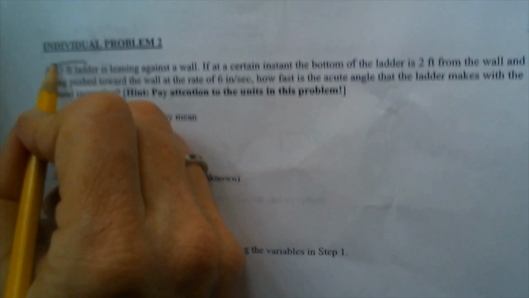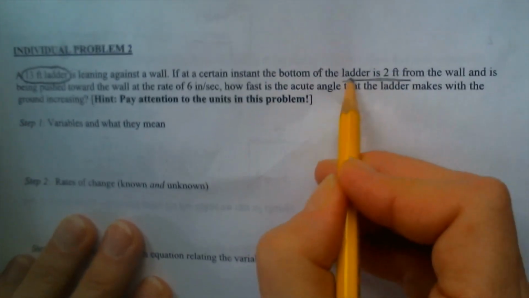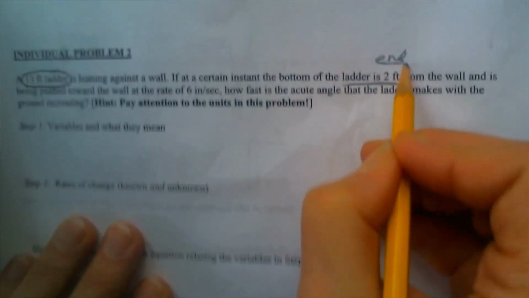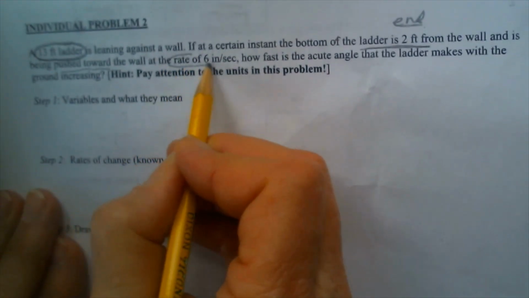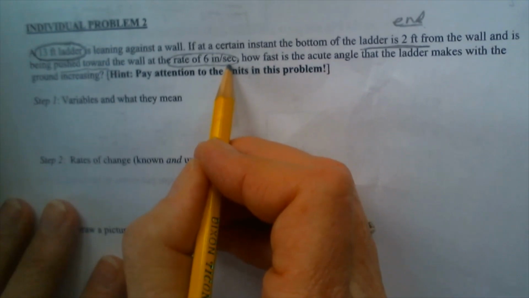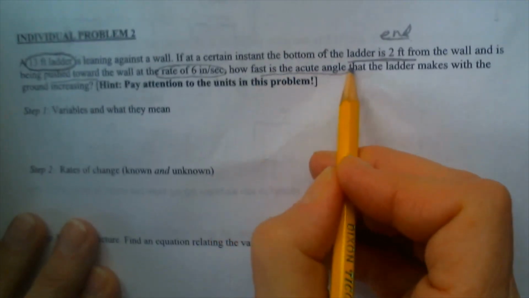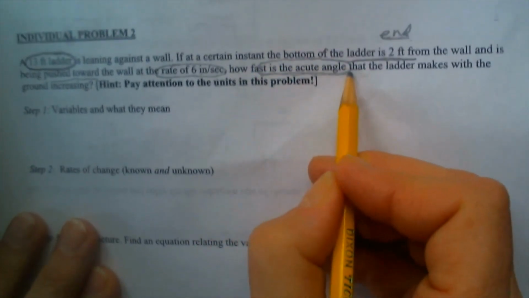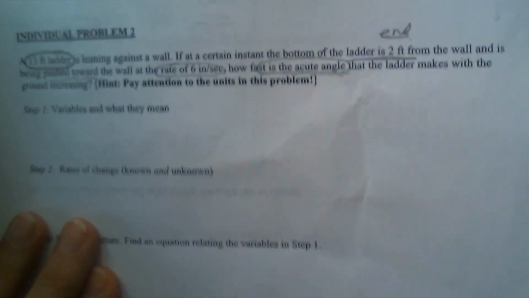We have a ladder leaning against the wall problem. Very typical related rates question. The 13-foot ladder, that is a constant. It doesn't change. At a certain instant, the bottom of the ladder is 2 feet from the wall, so that's what we put in at the end in step 5, and is being pushed towards the wall at a rate, so there's our dx dt, if we want to call it x, at 6 inches per second. And how fast is the acute angle that the ladder is making with the ground increasing? So they're asking for d theta dt for the angle.